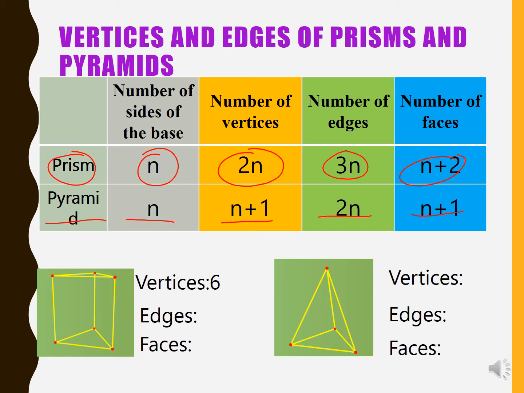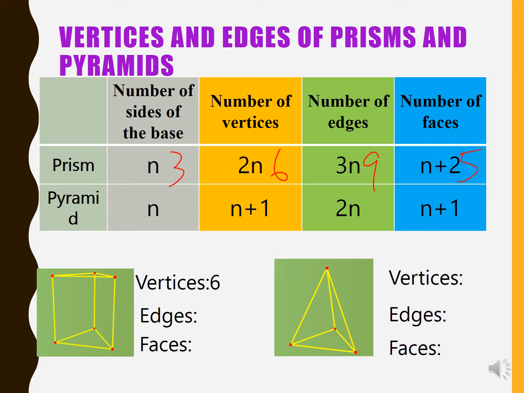So it is a triangular prism. That means n is 3. So 2n will be 2 times 3, that is 6. 3n is 3 times 3, that is 9. n plus 2, that means 3 plus 2, that is 5. So we can see that you can get the answer easily.